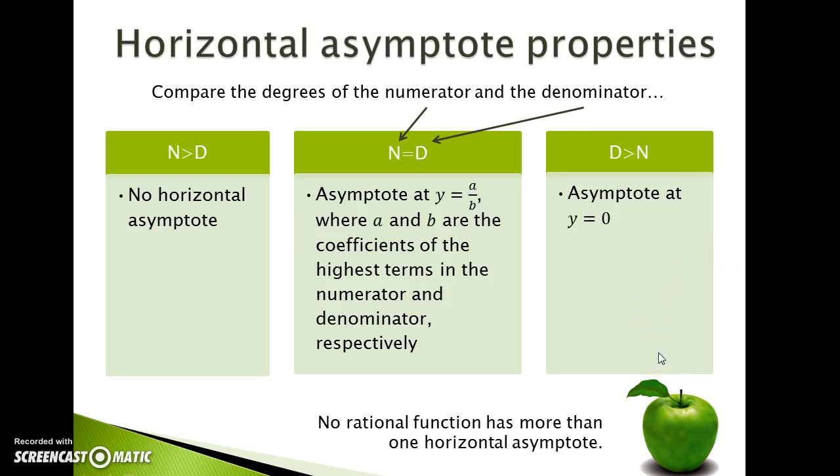No rational function has more than one horizontal asymptote, and it's because it's governed by these rules here. One of these three things is going to happen. Either the degrees in the numerator is greater, less than, or equal to the degrees in the denominator, so there's only one possible asymptote that can happen for any rational function.